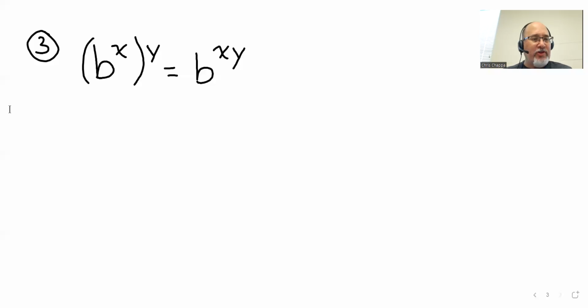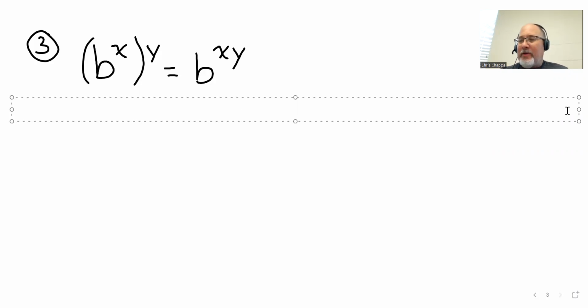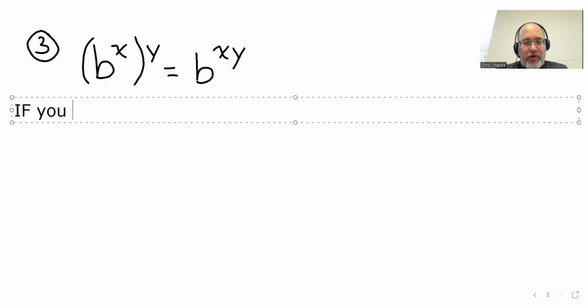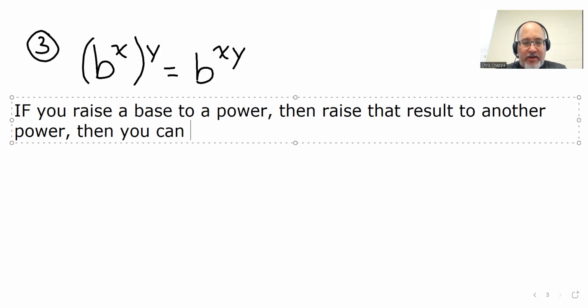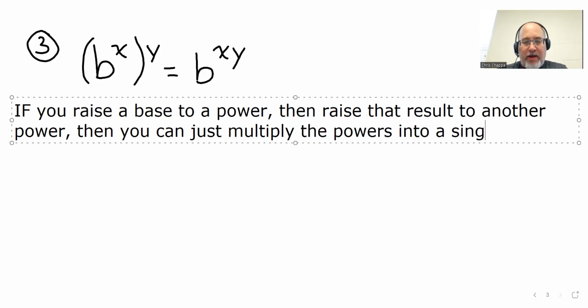So let's see if we can put this in words. It's always good to try to describe these so they make more sense. Try describing them in your own words. If you raise a base to a power, then raise that result to another power, then you can just multiply the powers into a single power.